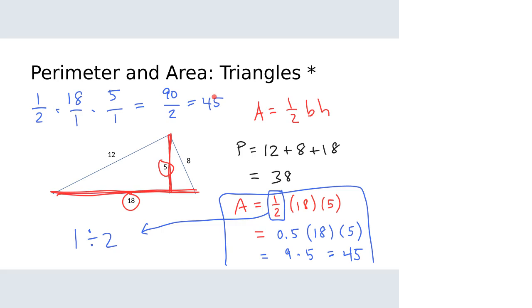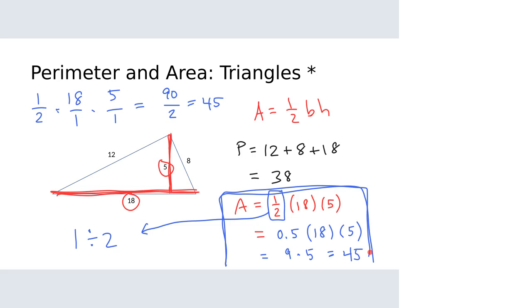But you're going to be allowed to use a calculator all the time. Quizzes, exams, all the time. We will get very comfortable with decimals throughout the course. Hopefully that clears that up.